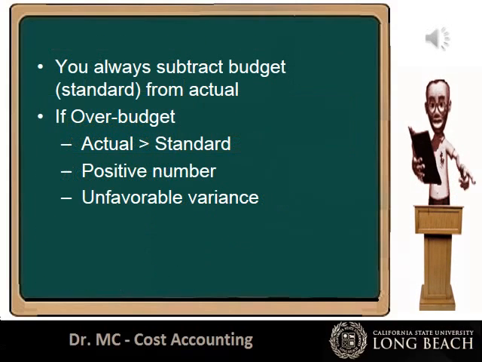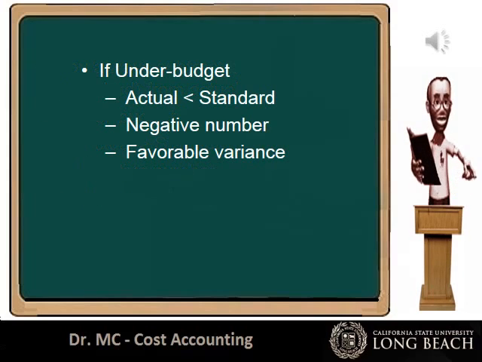Notice that you are always subtracting the standard from the actual. If you are over budget, then the actual will be greater than the standard and the subtraction will give you a positive number. Thus, whenever the variance is positive, it means that you are over budget. When you are over budget, the variance is referred to as an unfavorable variance.